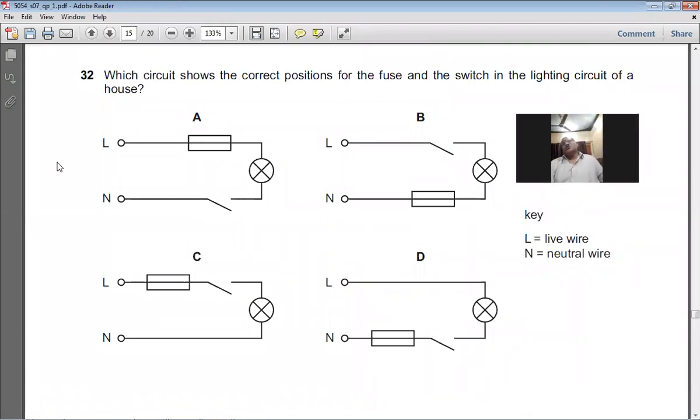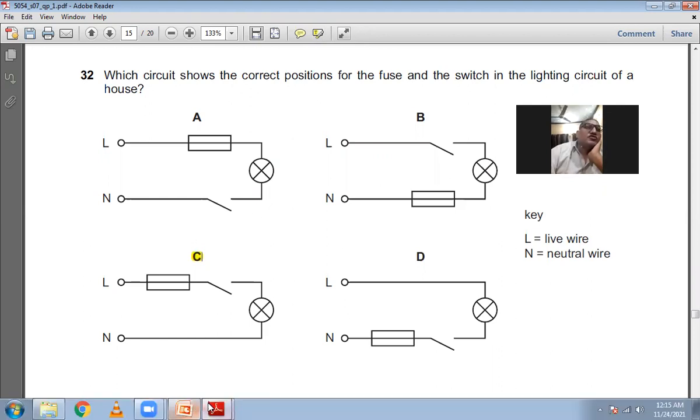Which circuit shows the correct positions for the fuse and the switch in the lighting circuit of a house? The fuse and the switch must be connected in the live wire before the lamp is connected to the live wire. So I think C is the best option, sir. The fuse and the switch are in the live wire before the lamp.